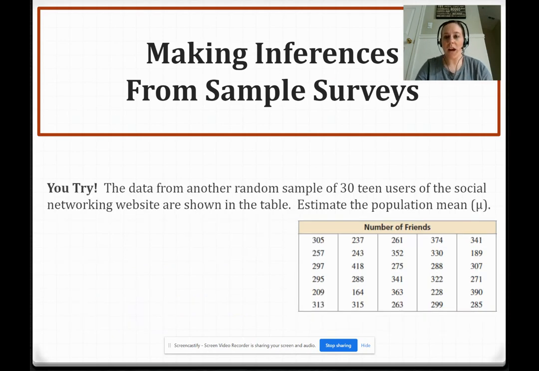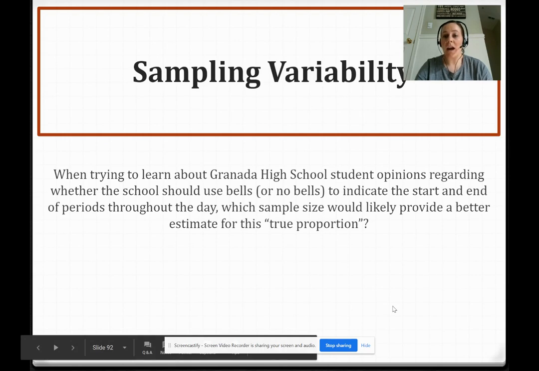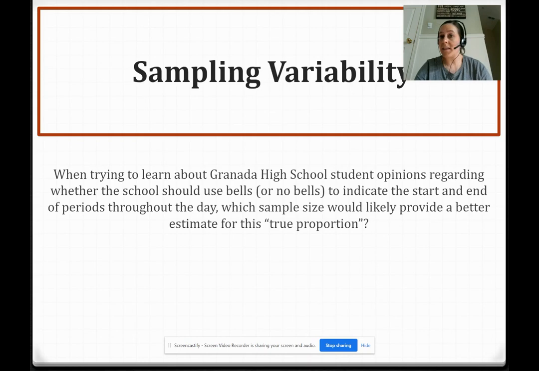Go ahead and try the you try, and then feel free to check the notes key posted in the agenda to check your answer. All right, we're going to move on to something called sampling variability. Sampling variability talks about how from sample to sample, you will basically get slightly different answers, and that's okay.